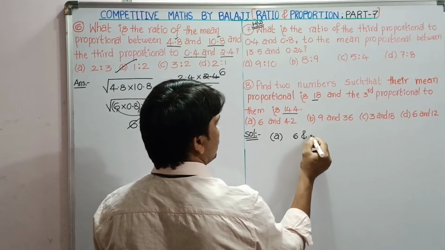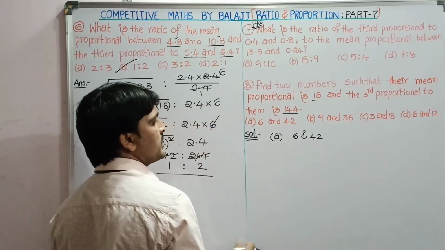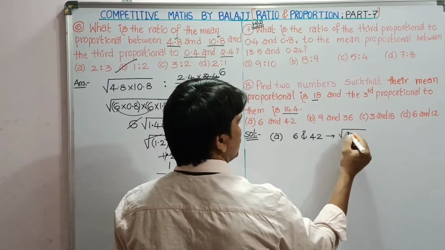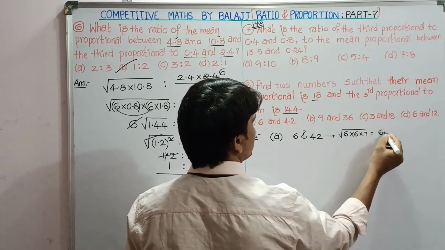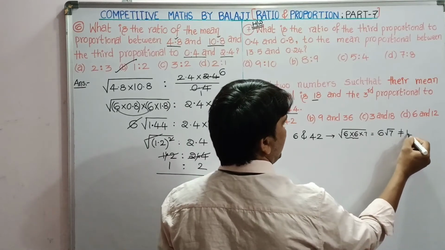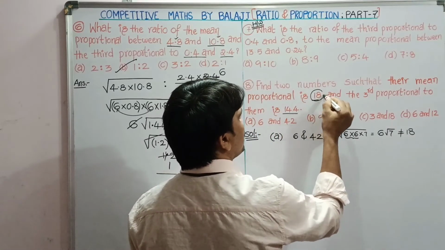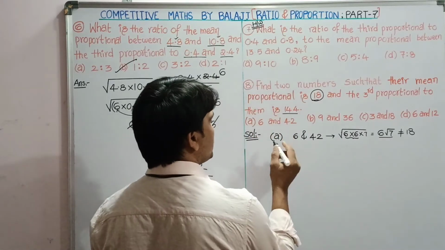We have to find two numbers such that their mean proportion is 18. Find the mean proportion of 6 and 42. 6 into 42 can be written as 6 into 7. This is 6 root 7. It is not equal to 18. As we have to find two numbers whose mean proportion is 18, but we get 6 root 7, that is not equal to 18. So option A is wrong.